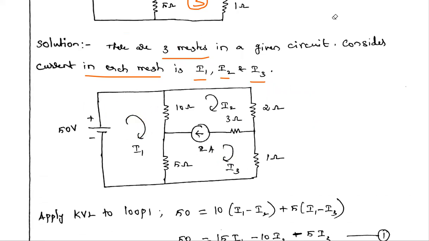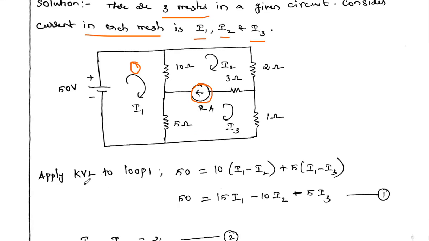We have to write the ordinary KVL equation for the independent loop. Which loop is that? The current source is available in between loop 2 and loop 3. Except for loops 2 and 3, in loop 1 there is no current source, so we just write the ordinary KVL equation for loop 1.